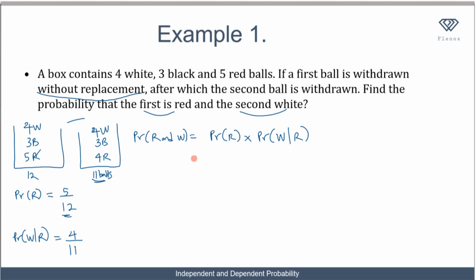So what would that be? The probability of having a red ball as the first ball will be 5 over 12. Now the probability of having a white ball as the second will be 4 over 11, because I've taken one of the balls away without replacing it. So when I simplify this, what do I get? 4 over 1, 4 over 3. So I get 5 over 33. So the probability of picking the first as red and the second as white is 5 over 33.